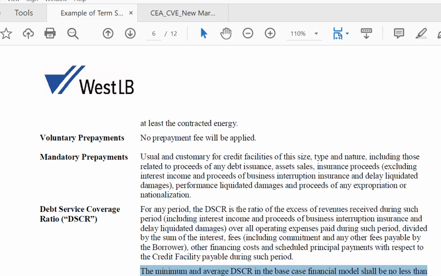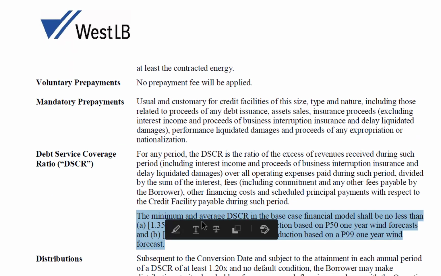And then we have the big provision. And the big thing that I keep wanting to emphasize is that the minimum and average could be different. The average could be higher and you could have a higher debt service coverage at the beginning. In the base case financial model it shall be no less than 1.35 when using P50. So we have a financial model and a P50. And then it will also not be less than 1.0 when using a P99 1 year. They shouldn't put P50 1 year. This is a mistake, of course.